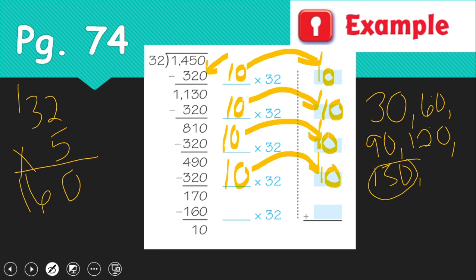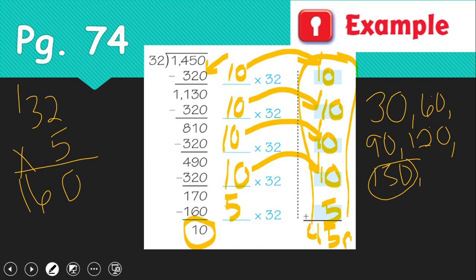Good, 160. So then we went ahead and multiplied by 5 here. So I track that over here. And then I add all these to figure out my quotient. And I have 45, remainder 10. You might not see the 10 that well over here off to the side.